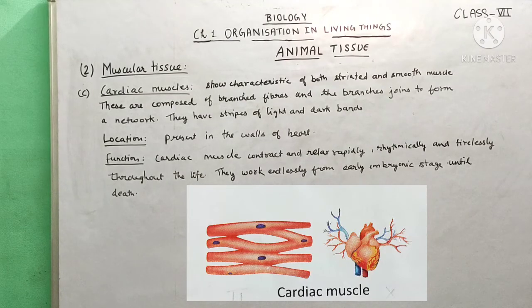What is the function of the cardiac muscle? This muscle contracts and relaxes rapidly, rhythmically and tirelessly throughout life. It means that this muscle continues to work throughout life, and it works endlessly from the early embryonic stage when the heart is formed until the death of that animal. Okay, this is about the cardiac muscle.